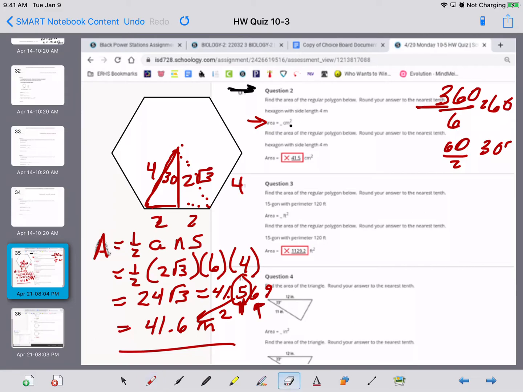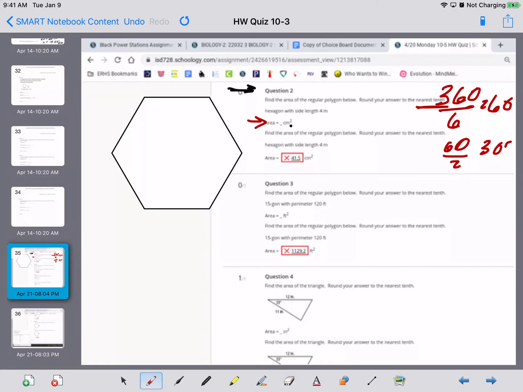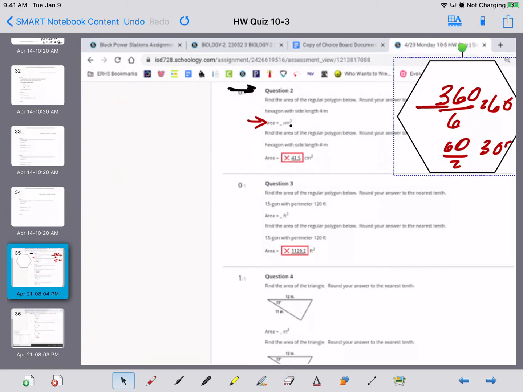Now let's look at the second one here on this page. We're supposed to find the area of a regular polygon. Round your answers to the nearest tenth. Now we're supposed to work with a 15-gon, so I've got a 15-sided figure. I'm going to get rid of my hexagon here, put it over here, and we're going to work with a 15-gon. A 15-gon is a 15-sided figure.